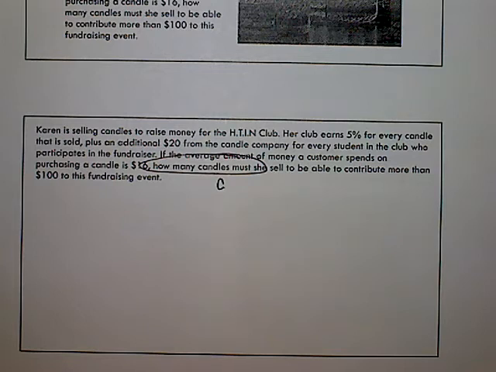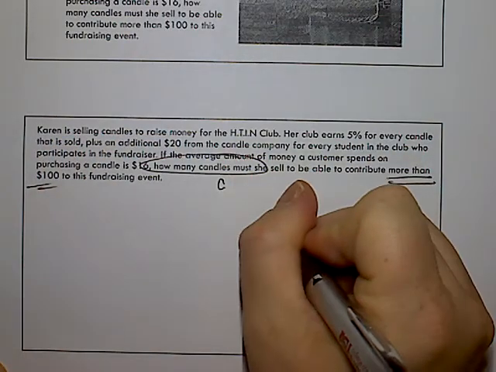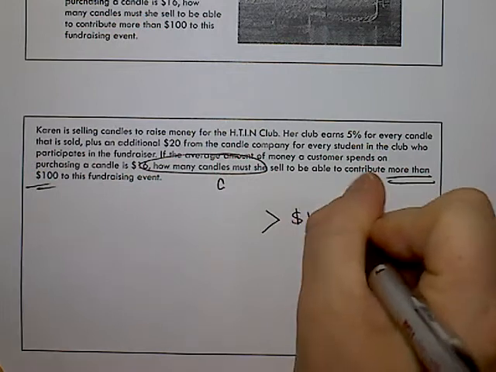Let's go with Miguel. Where's Miguel? Miguel, what is the goal? We want to find out how many candles, but what do we also need to know? How many candles in order to what? More than 100. This is the key, everybody. More than 100. So we're working with inequalities. Whatever we have has to be greater than $100. It cannot be equal to it.